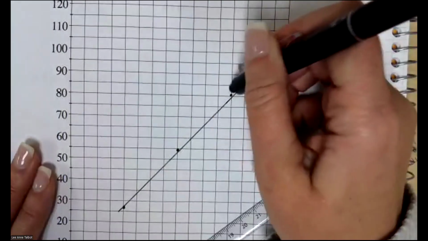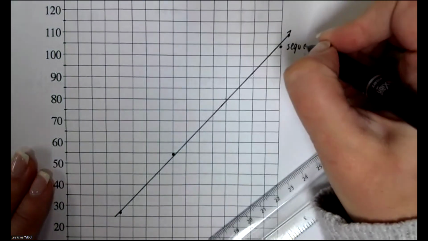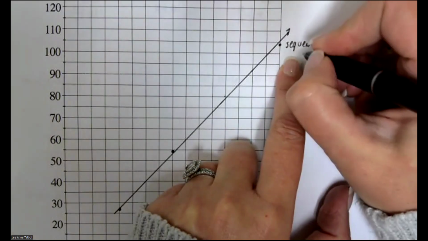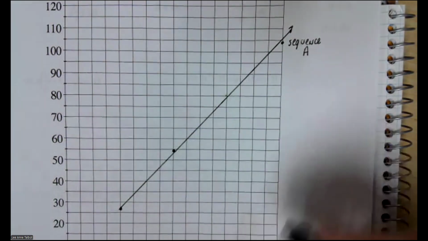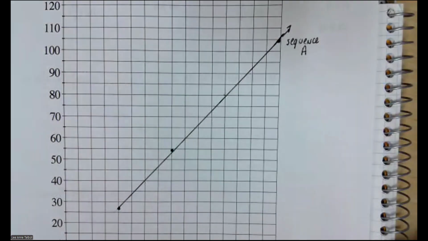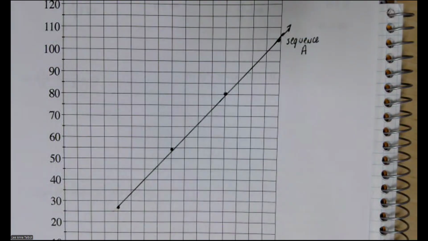I don't know why mine's so off. That's okay. Okay, when the line doesn't go through the dots, just make the dots bigger.